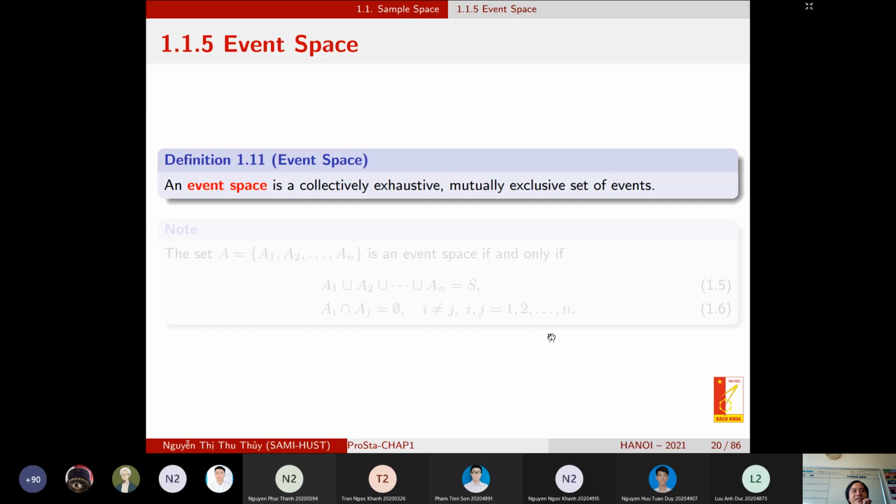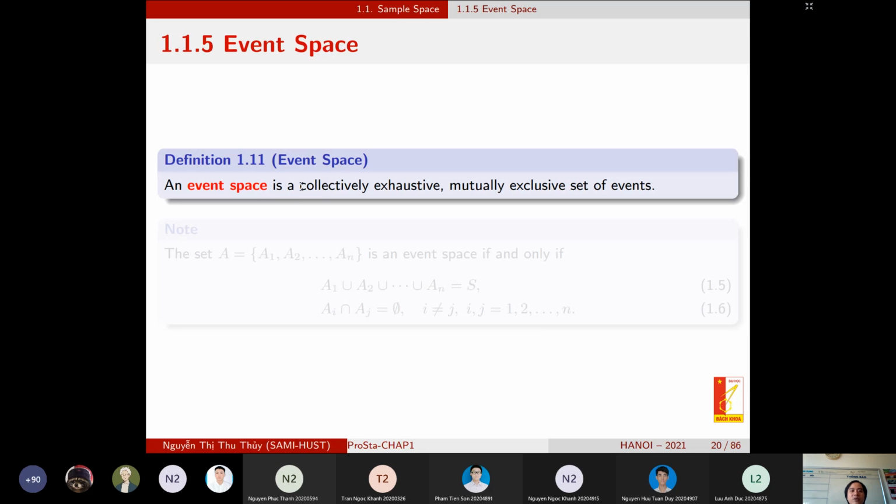And now we consider event space. We have already learned about sample space, but now we consider event space. So what is event space? An event space is a collectively exhaustive, mutually exclusive set of events. That means they satisfy both conditions. The first one is collectively exhaustive.